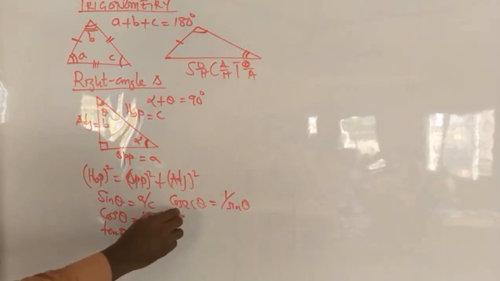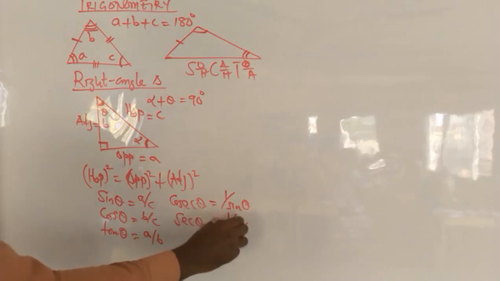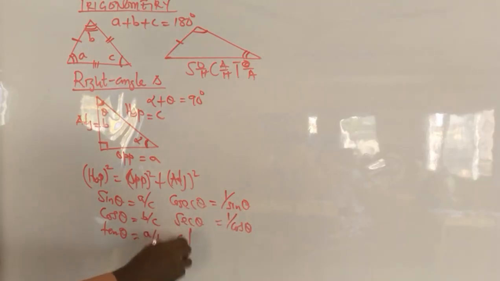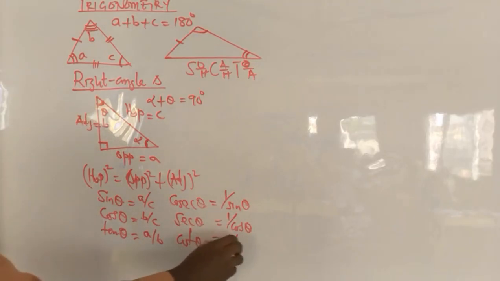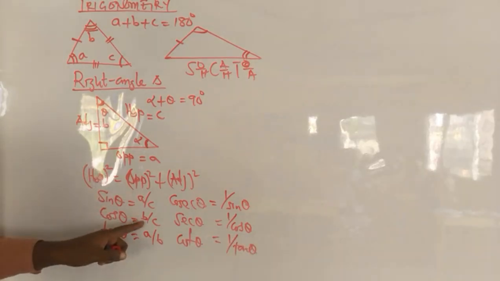We have sec theta. What is sec theta? Inverse of cos, 1 over cos. And we have cot theta, which is 1 over tan theta.